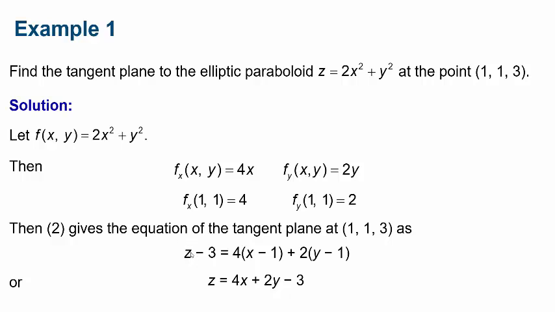This gives z minus z sub 0. So this is z minus 3 is equal to the partial derivative with respect to x evaluated at x0, y0, which is 4, times x minus x0, which is 1, plus the partial derivative with respect to y evaluated at x0, y0, which is 2, times y minus y0. And then you can just distribute here and add this 3 over, and this ends up being the equation of the tangent plane right here. So again, just real briefly, following the formula and finding the partial derivatives will give you the equation of the tangent plane.